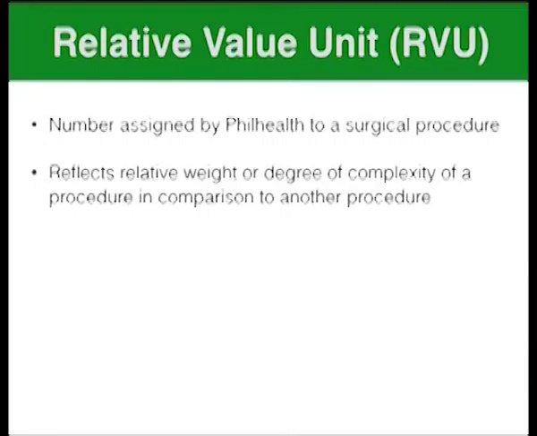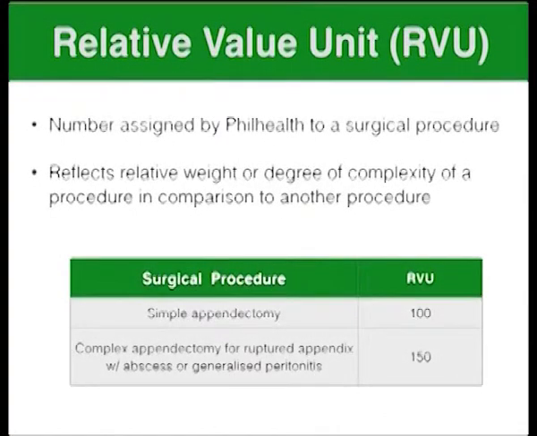An RVU is a number assigned by PhilHealth to a surgical procedure to reflect its relative weight or its degree of complexity as compared to another procedure. The more difficult the procedure, the higher its relative value. For example, a simple appendectomy has an RVU of 100, but an appendectomy with associated complications such as rupture and/or abscess has an RVU of 150.